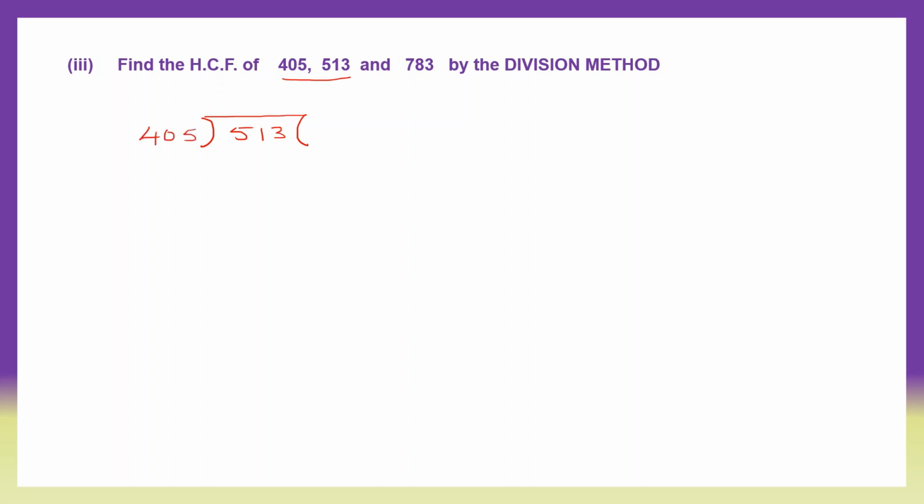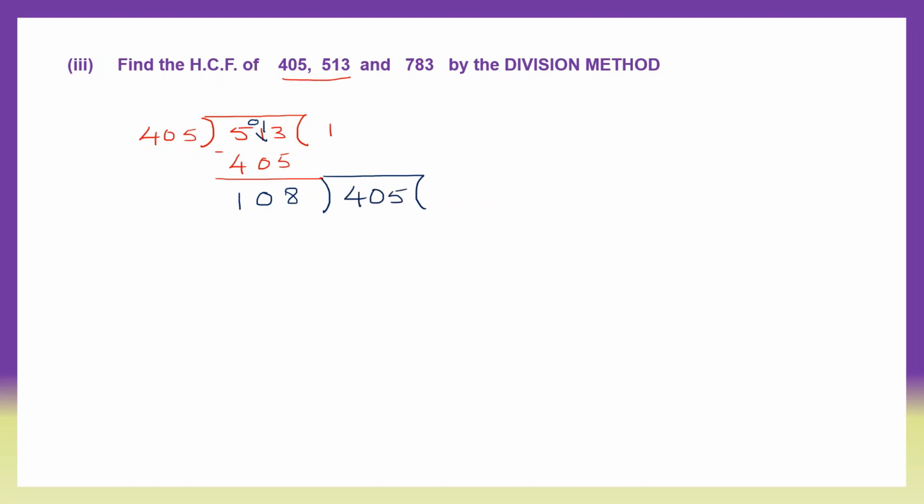So 405 ones are 405. Then we subtract. 3 minus 5 you can't do, so you borrow from here. 13 minus 5 is 8. 0. 5 minus 4 is 1. So we continue, and here we have 405. We put that inside.